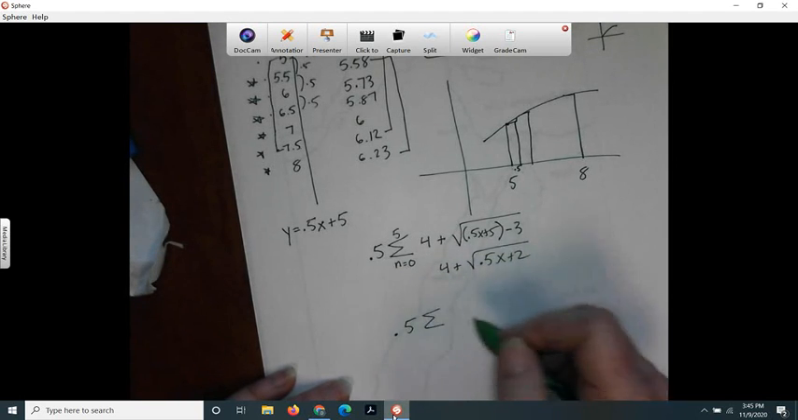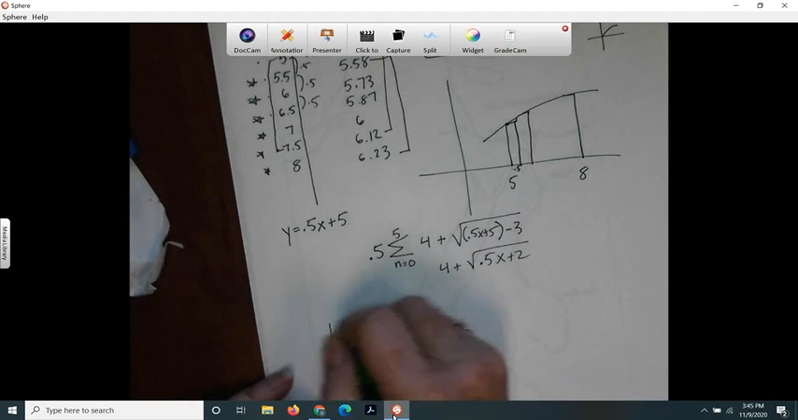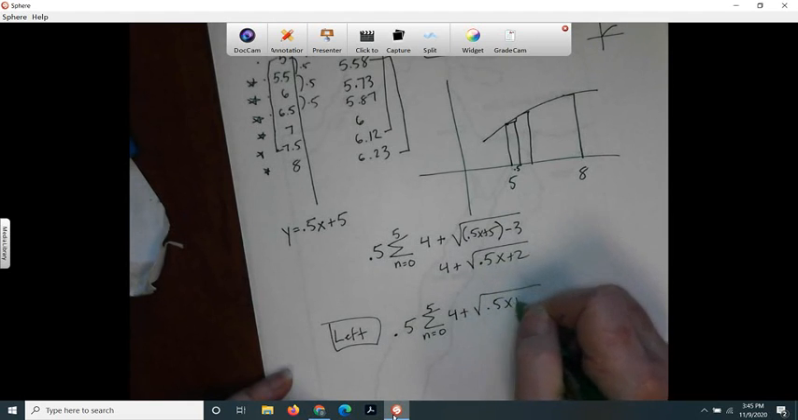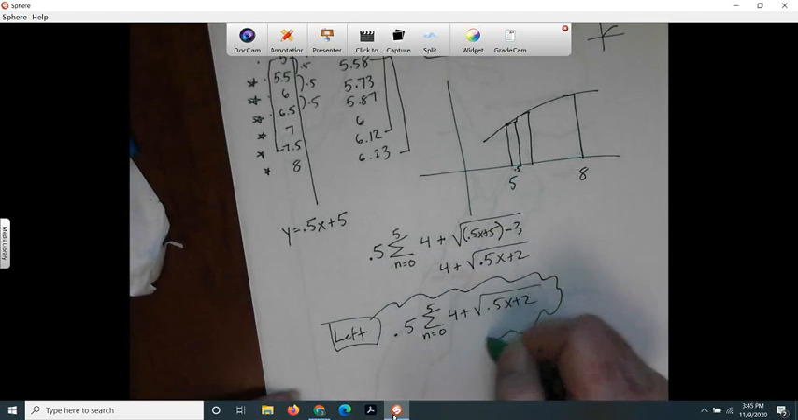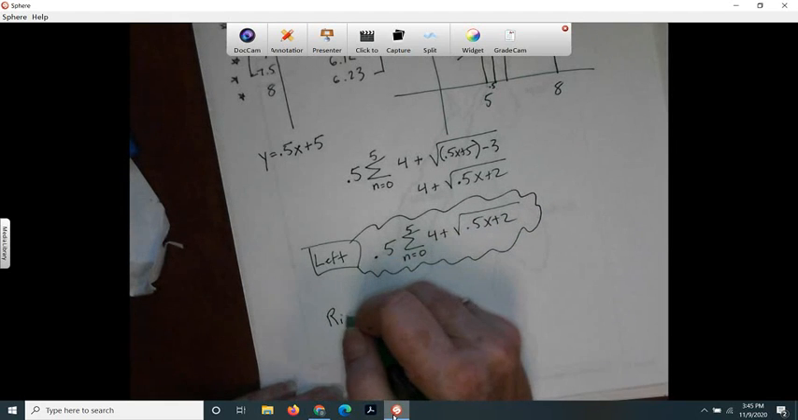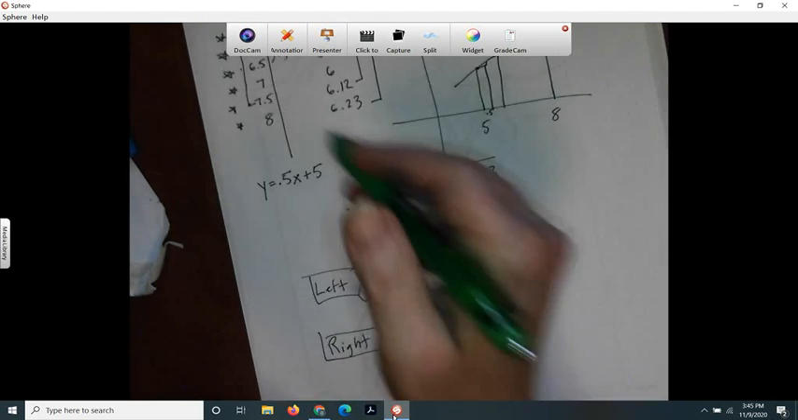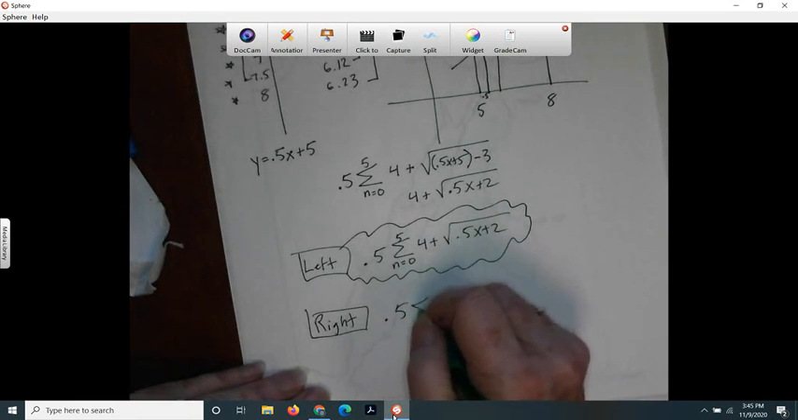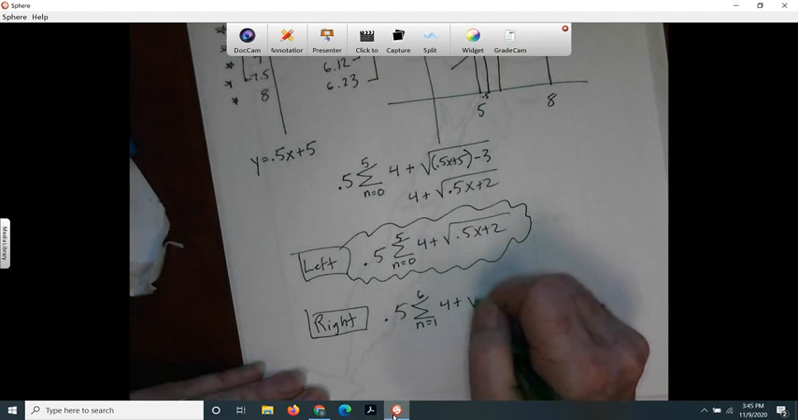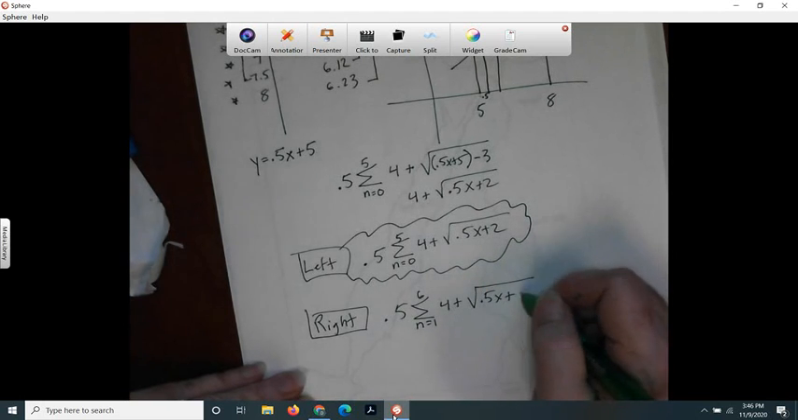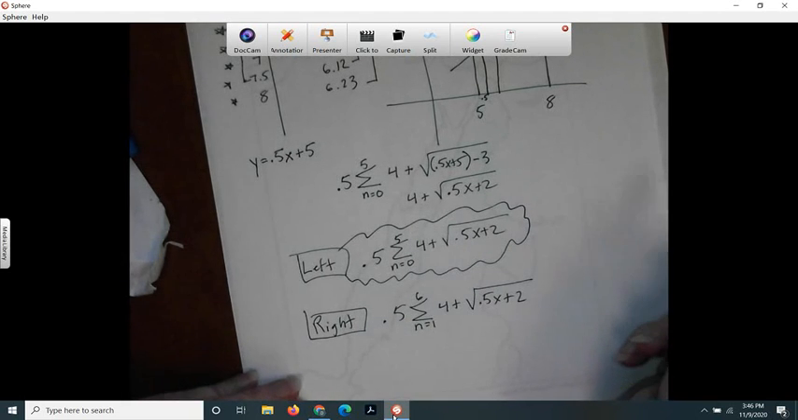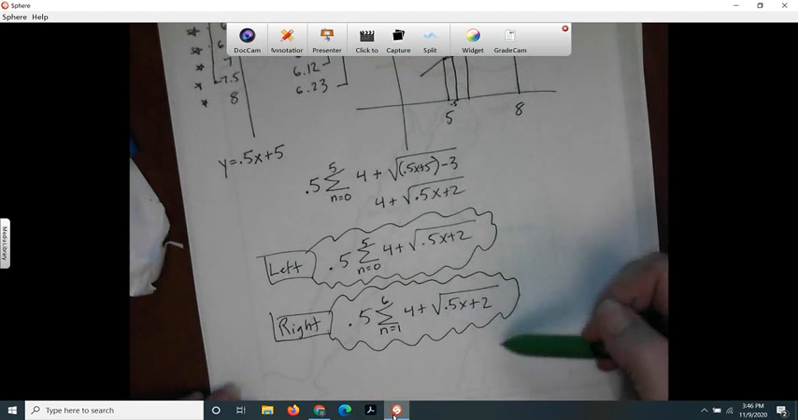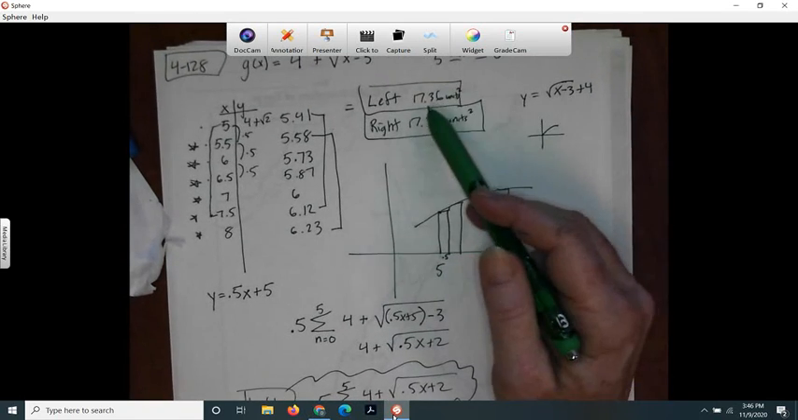So here's my notation for the left endpoint: 0.5 times the sum as n goes from 0 to 5 of 4 plus the function. This is part of your answer when it asks you for the summation notation. The right endpoint is going to be just like it, but you don't use that top number, you use this number. So you start your n from 1 and go to 6. Now, I'm not saying this is the only way to do it, because I did it a different way when we were working in class. I started it a different way, and it still worked. So these are the answers they're looking for: the summation notation and the areas.